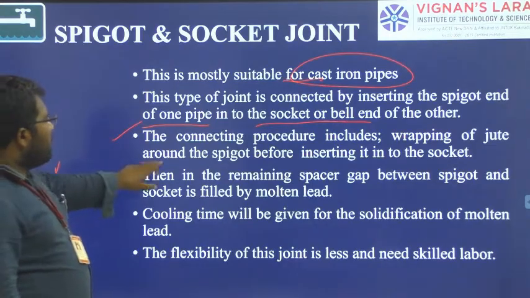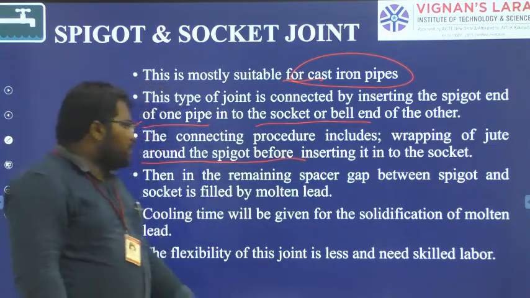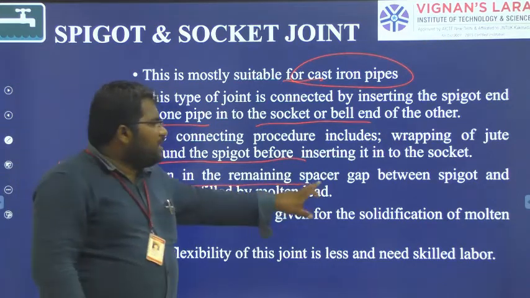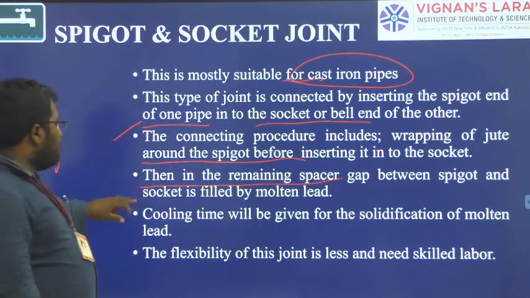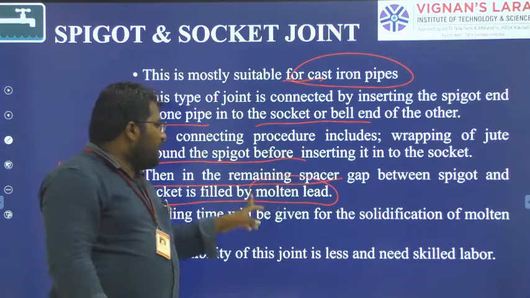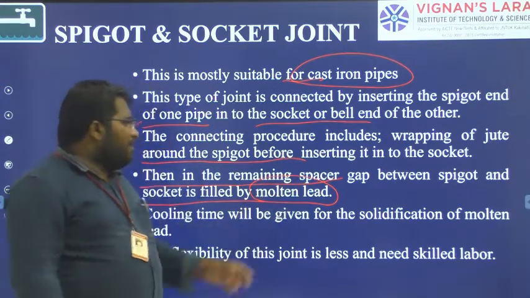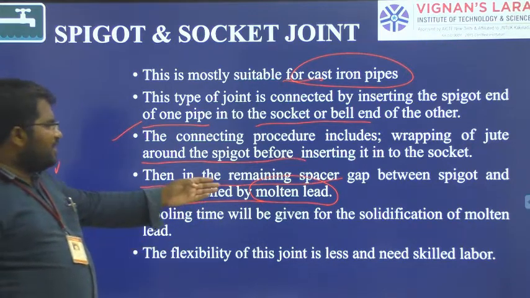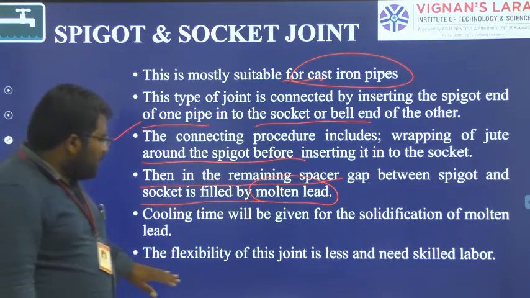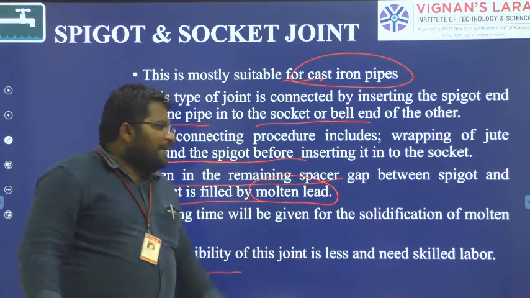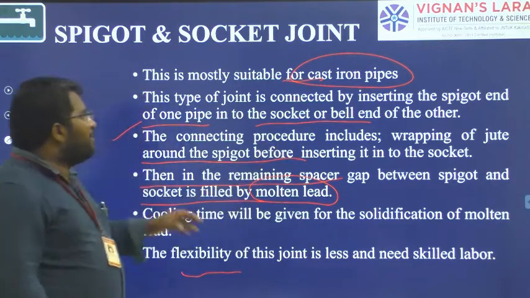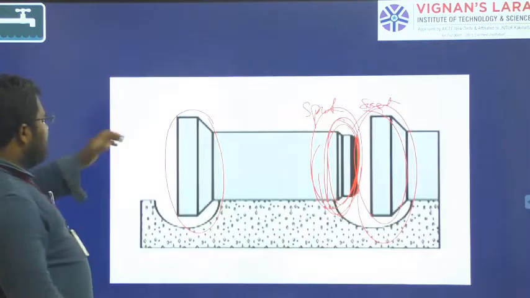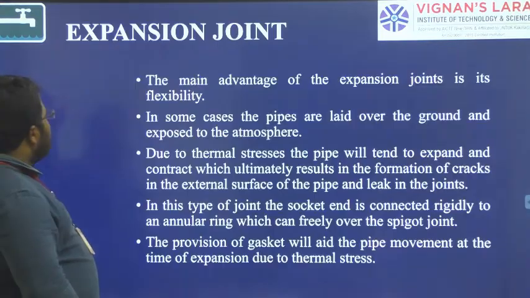Next, the remaining spatial gap between the spigot and socket is filled by the molten lead. So we are going to have the molten lead there. Next, cooling time will be given for the solidification of this molten lead. The flexibility of this joint is less, and it needs skilled labor whenever we have this kind of joint. Okay, this is the socket and spigot joint.